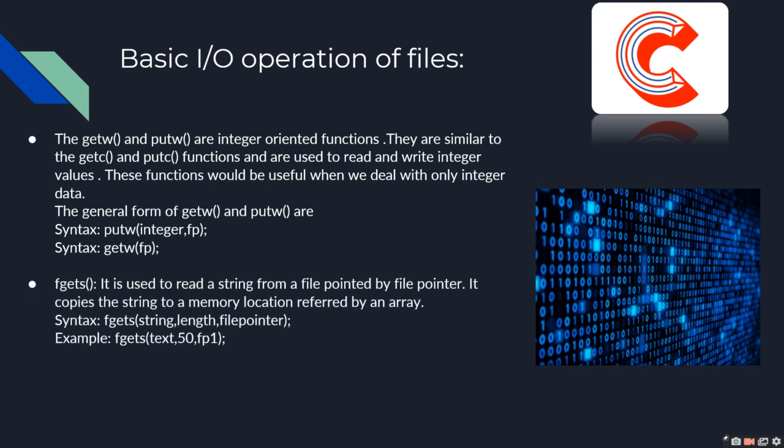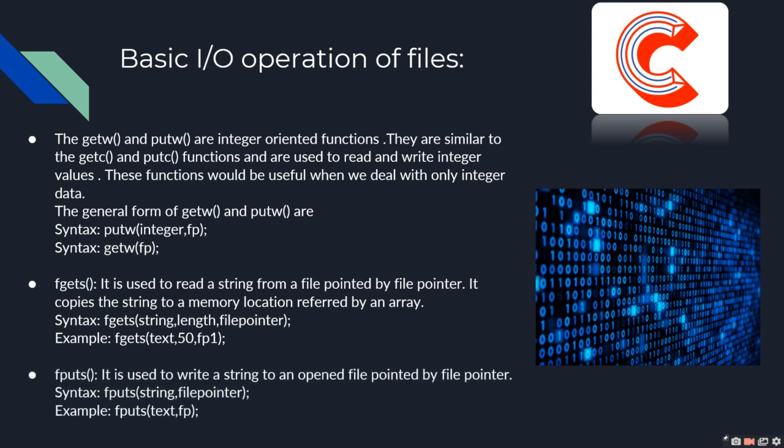fgets. It is used to read a string from a file pointed to by the file pointer. It copies a string to a memory location referred to by an array. Syntax and example can be seen on the screen. fputs. It is used to write a string to an open file pointed to by the file pointer. Syntax and example for this can also be seen on the screen.